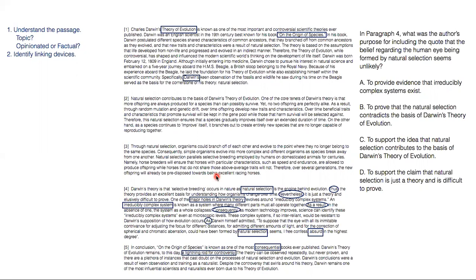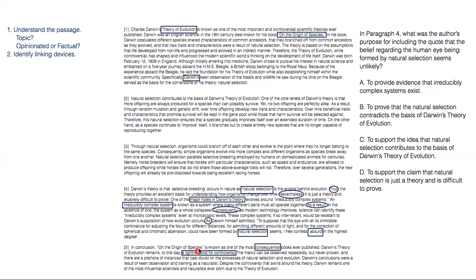Now, the question is asking us to focus on this quote here towards the end of the paragraph. It asks you, in paragraph 4, what was the author's purpose for including the quote that the belief regarding the human eye being formed by natural selection seems unlikely? So what we're trying to do is figure out why they're using this quote here.